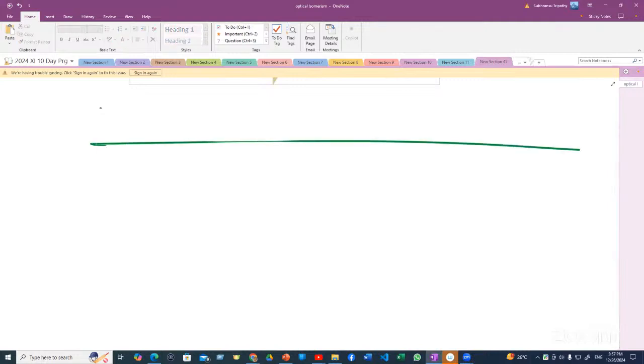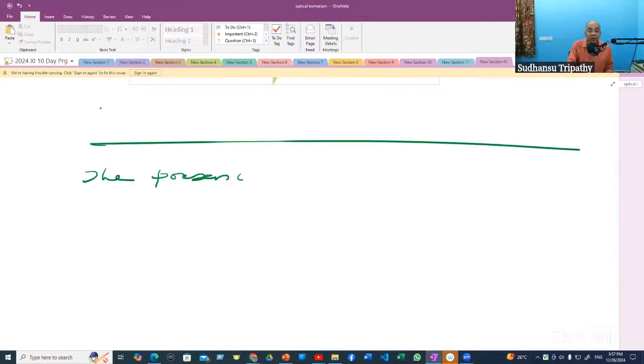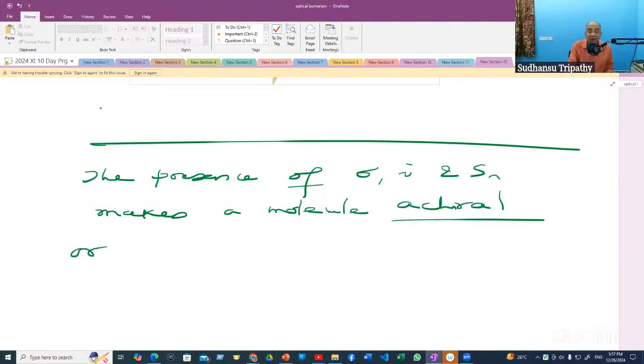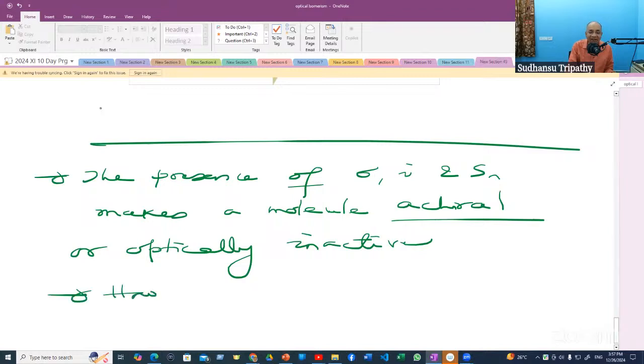So the presence of sigma, I and SN makes a molecule what? Achiral. Achiral or optically inactive. It will not respond to PPL. However, interestingly, and that is the reason why I told you, in multiple years I have found questions from this. Unless a student understands symmetry, they cannot answer that question.